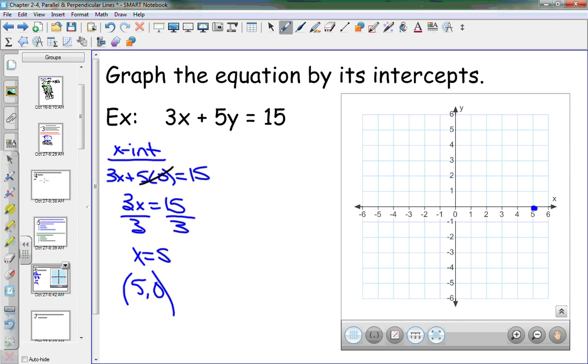Okay. Now I need to find my y-intercept. Well, what does it mean to be a y-intercept? The x is going to be 0. So this time I'm going to plug in a 0 in for x. And what happens to x?